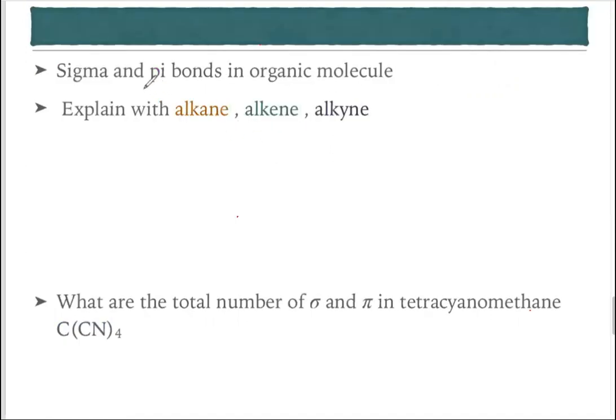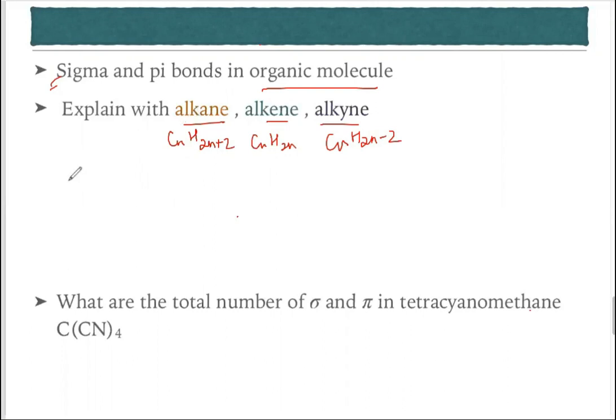We'll talk about sigma and pi bonds in organic molecules. This is very important because many questions ask how many sigma and how many pi bonds are present in the following compounds. We'll take one example each from alkane, alkene and alkyne, which I think you have already studied in lower classes. What is the general formula of alkane? CnH2n+2. Alkene is CnH2n, alkyne is CnH2n-2.